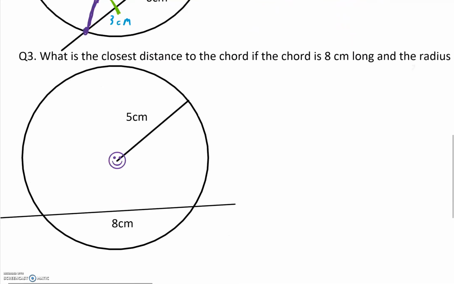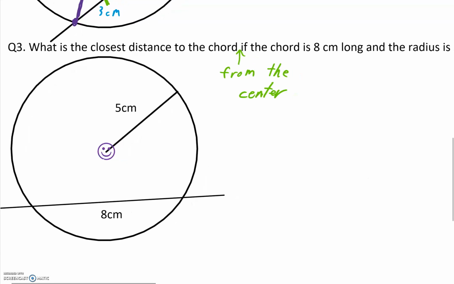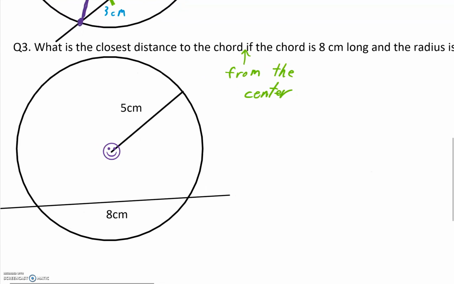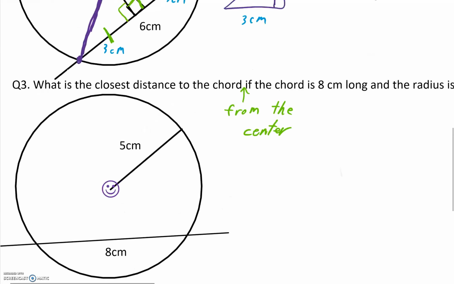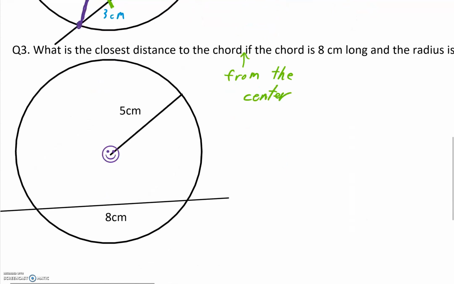Okay. Last question. What is the closest distance to the chord? Oh, from the center. I should have said that. To the chord here from the center if the chord is 8 centimeters long and the radius is 5 centimeters. Okay, so we have the radius here, and I'm just going to go back to our last question. We noticed that we were able to do a radius in a different place. So just like we did there, I'm going to do it here.